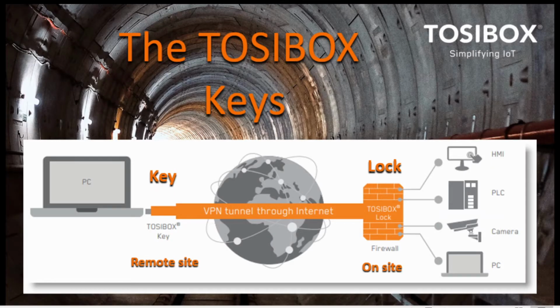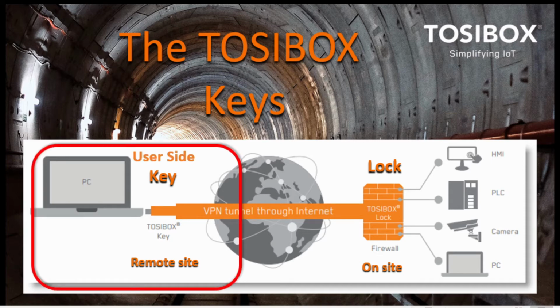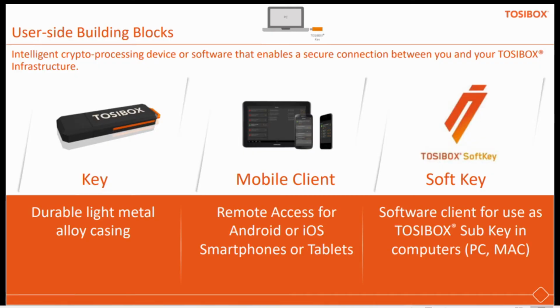Now let's turn around and look at the other side. So we looked at the machine side, and on the other side we have the user side. The user side is the remote side, and that's where the keys are. So let's see what available options we have on this side. Starting on the left side, we have a USB key. This is the hardware key. It's light and durable. And then in the middle, we have a mobile client, which you can use for remote access. And then finally, on the right side, we have the soft key.